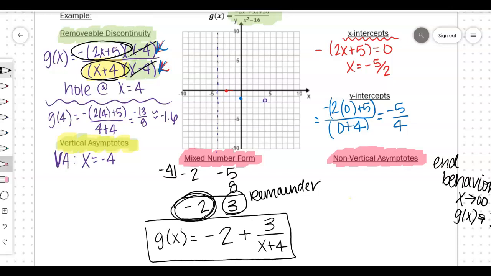And again, if you remember from our notes yesterday, that negative 2 ends up telling me any non-vertical asymptotes. So that means the line y equals negative 2 will be a non-vertical asymptote. So in this case it is actually a horizontal asymptote. And so I'm going to go ahead and draw that in on the graph.